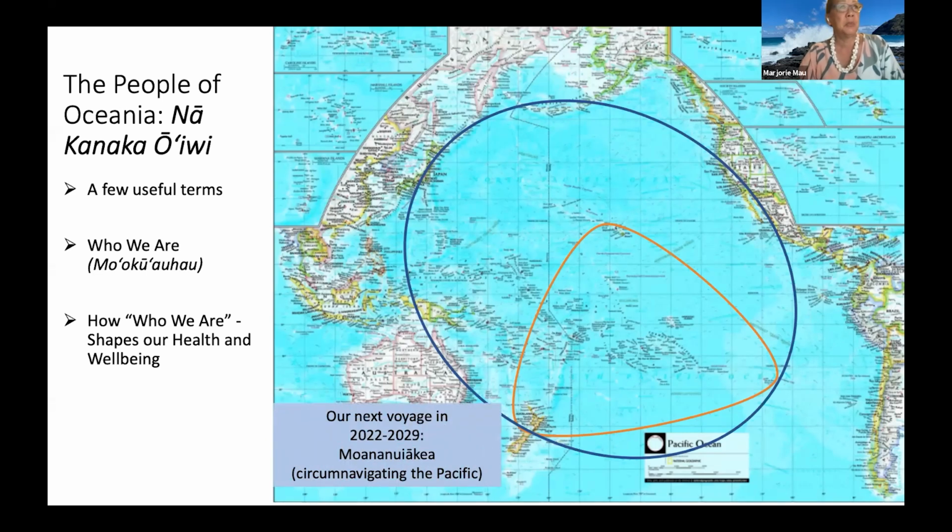And it happens to be the place where we're planning our next ocean voyage in 2022 to 2029. It'll take us 7 years. And it's called Moana Nui A'akea, and it'll circumnavigate the Pacific. So we'll be coming to California, by the way. So I'm going to talk a little bit in this 12-minute section about who we are. It's our mo'oku auhau, which is our genealogy, and how who we are shapes our health and well-being.